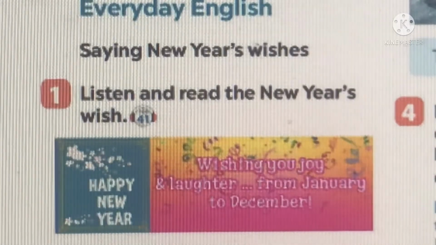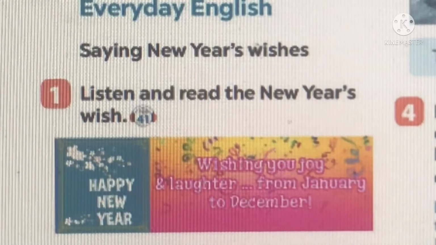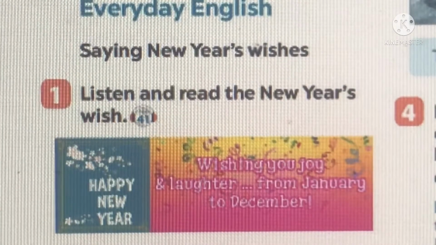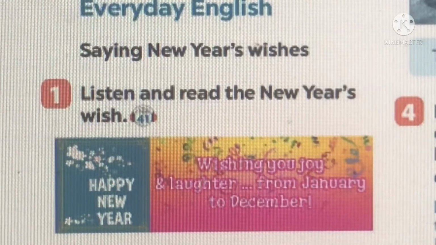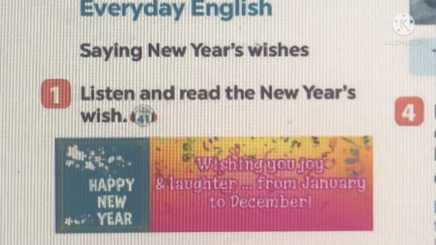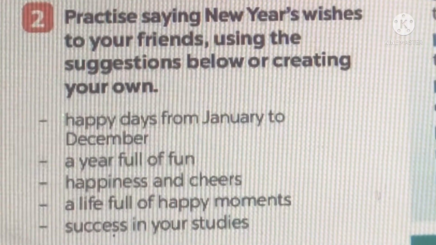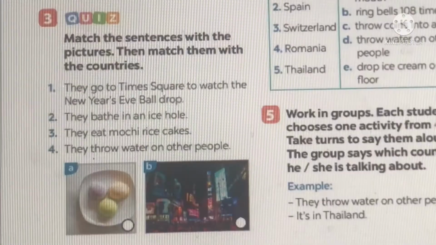Unit 6. Our Tet holiday. Page 63. Communication. Everyday English. Saying New Year's wishes. Activity 1. Listen and read the New Year's wish. Wishing you joy and laughter from January to December. In Activity 2, practice saying New Year wishes to your friends using the suggestions below or creating your own. In Activity number 3, match the sentences with the pictures and then match them with the countries.